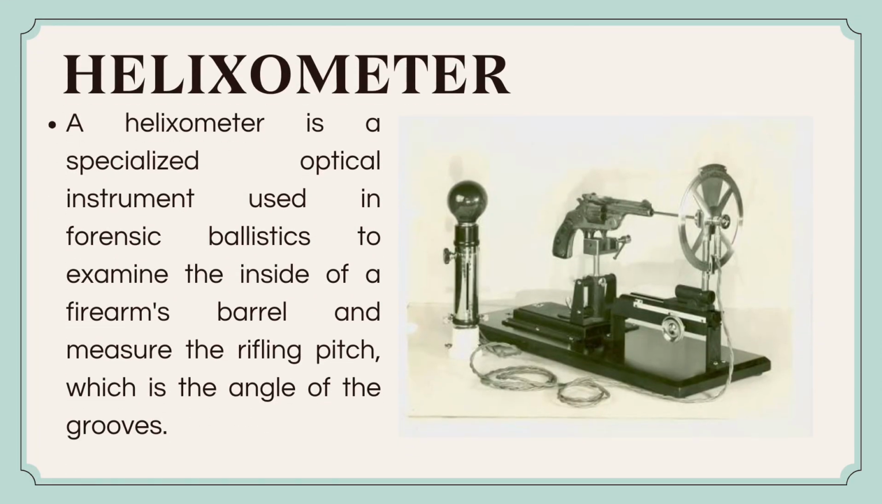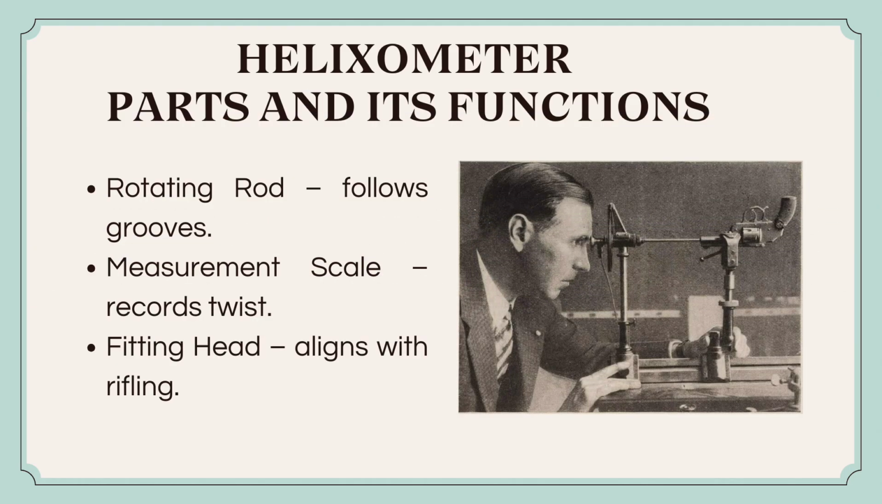The 11th instrument, the helixometer. A helixometer in forensic ballistics is a specialized optical instrument used to precisely measure the pitch or rate of twist of the rifling inside a firearm's barrel. The helixometer is applied during the examination of a recovered firearm to objectively measure the rate and direction of the rifling twist, and the function of this one involves inserting a probe into the barrel and rotating it.